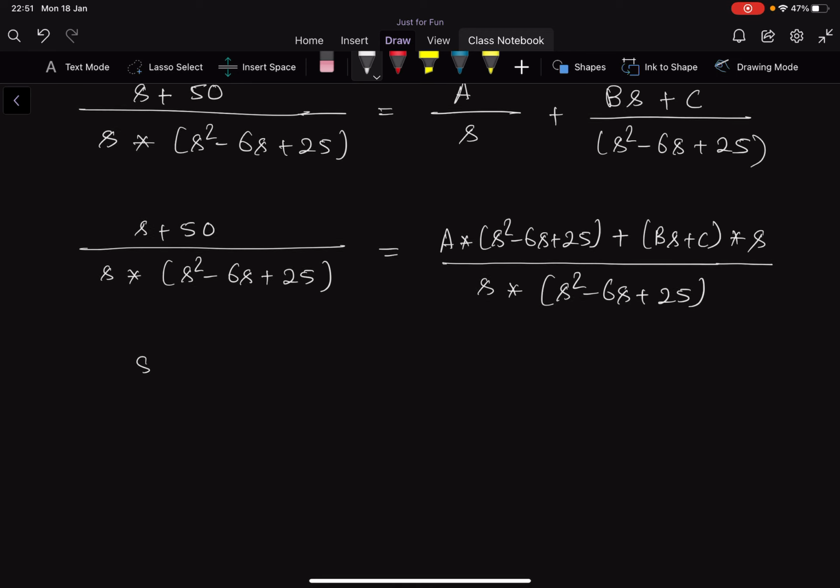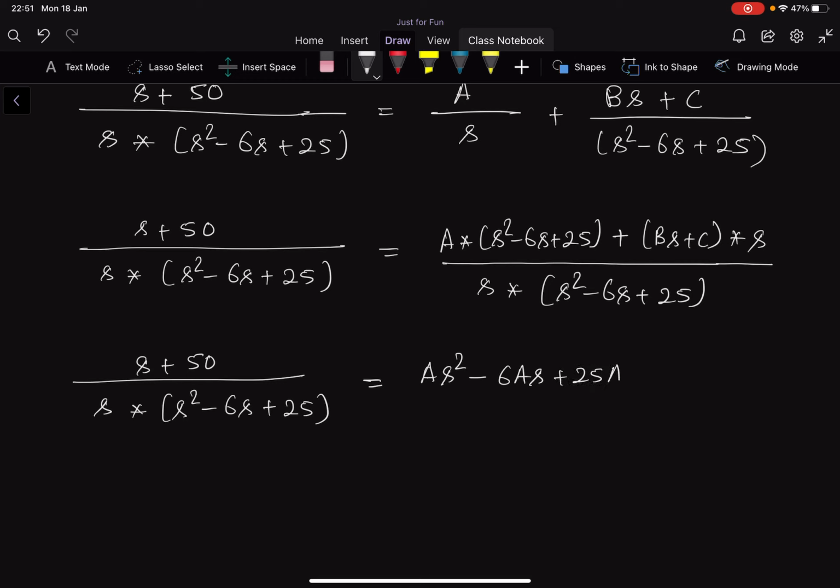So again, on your right hand side, we do nothing, we keep it as it is, and then let's simplify our left hand side. So when we open the bracket, we'll get a s square minus 6as plus 25a, plus the same thing we can do here, open the bracket, we'll get b s square plus c s. Okay, and then divide by s times s square minus 6s plus 25.